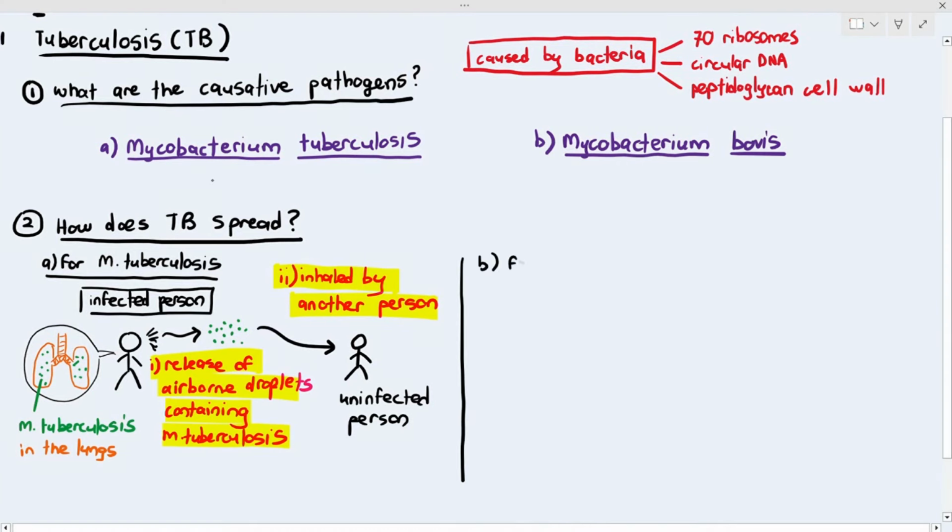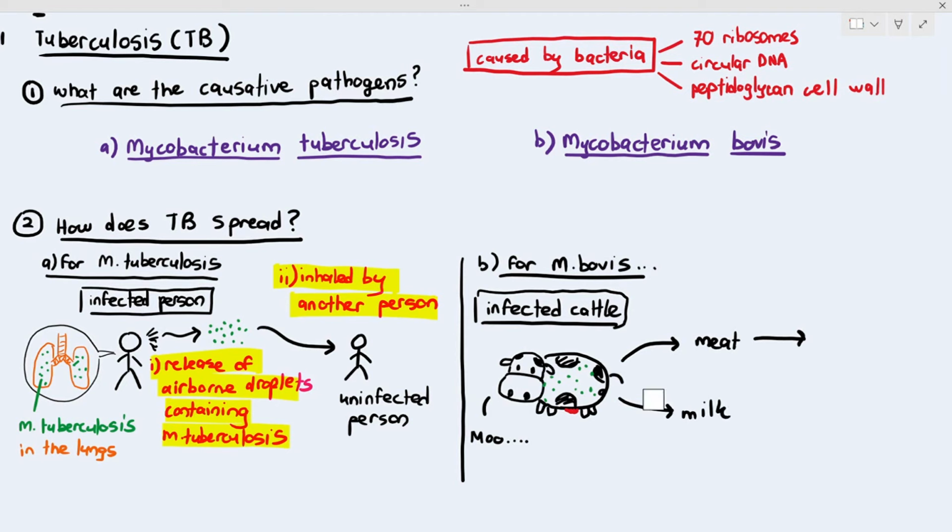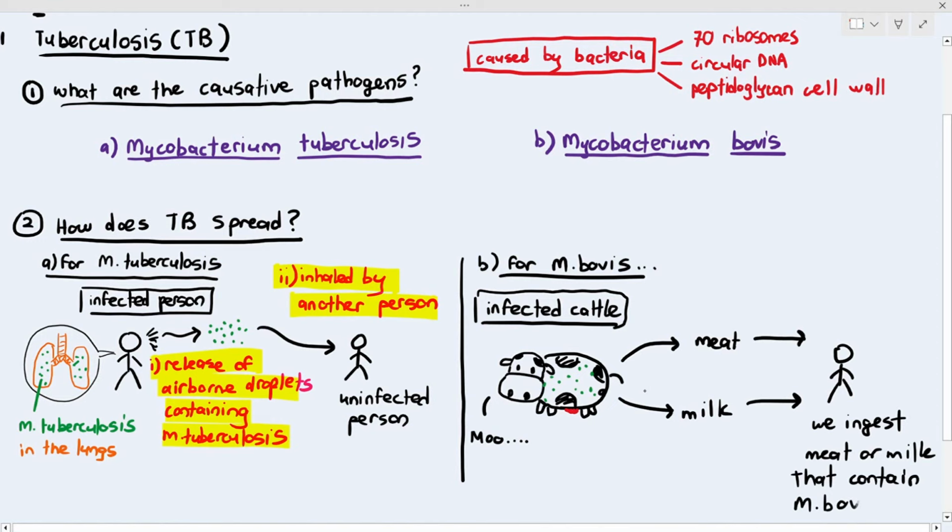However, for M. bovis, it's quite different, because it starts from cattle or cows in the farm, and the bacteria are actually in the cow. And what happens here is we ingest milk or meat that contains the M. bovis pathogen. And that's how TB spreads, via Mycobacterium bovis. So these are the two different ways in which tuberculosis can spread. For M. tuberculosis, it's through airborne droplets, and for M. bovis, it's from the infected cattle. So you have to know the distinction between these two.